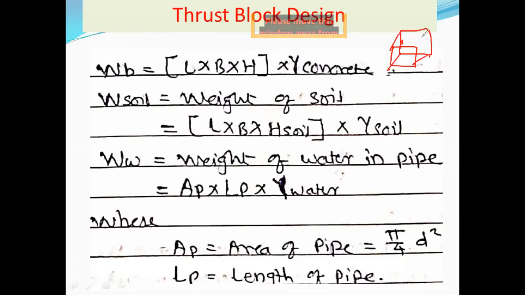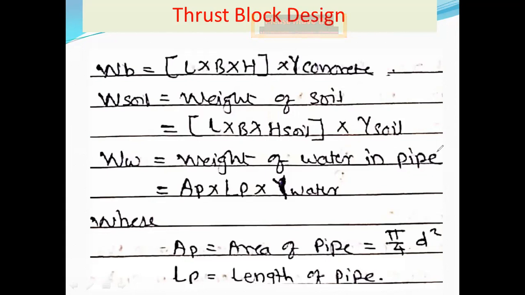You can draw the block like this. Then give the dimensions L, B, H. That is the next formula, W soil, that is weight of soil. L into B into H soil into gamma soil.